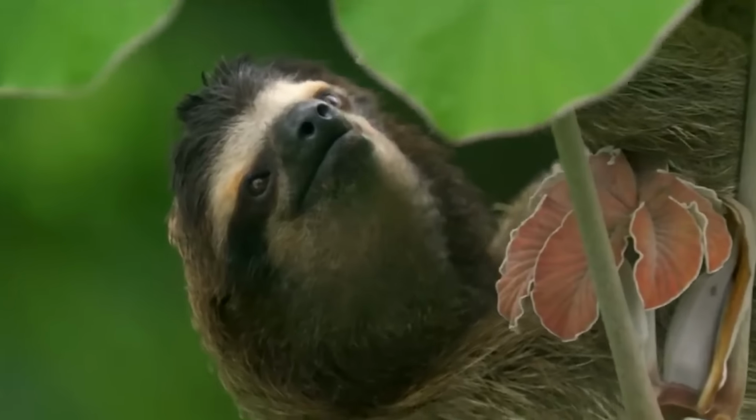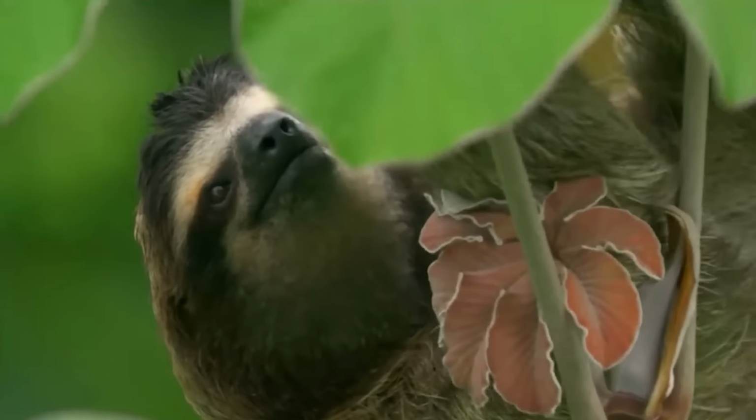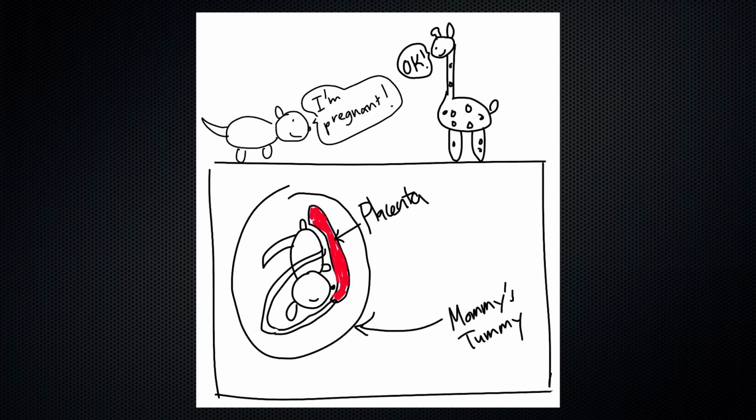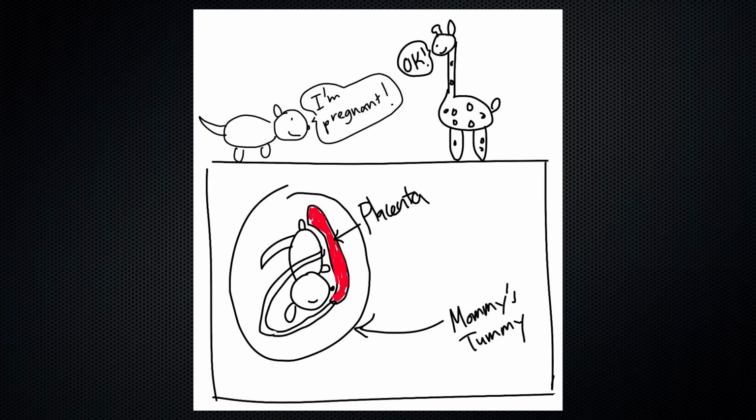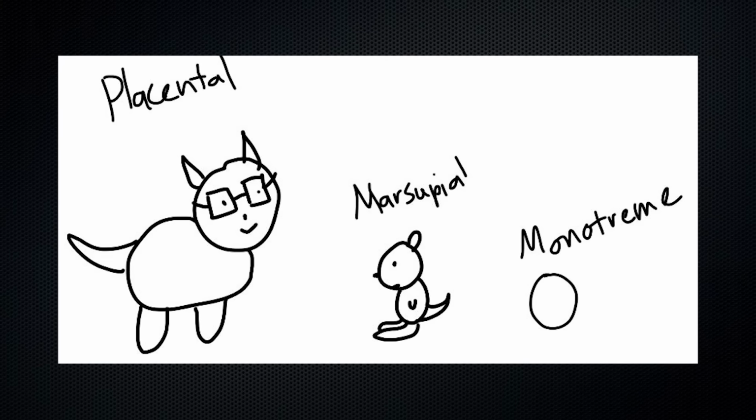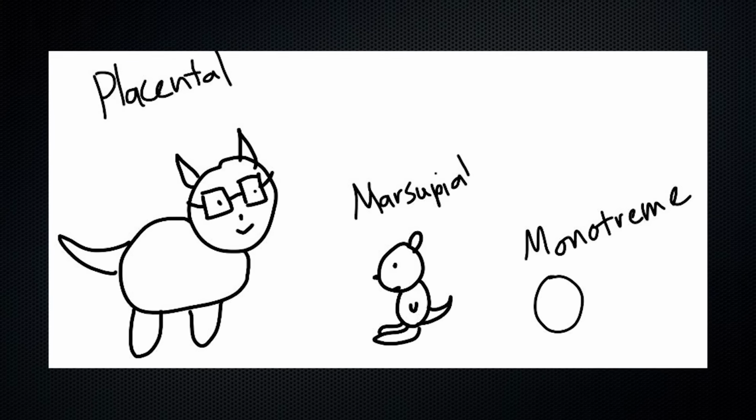These features were due in part to the arguably most important placental development, that being live birth. For these animals, the baby is fully developed inside of the mother, given nutrients by an organ known as the placenta. From there, the baby would come out of its mother in a far more advanced state.